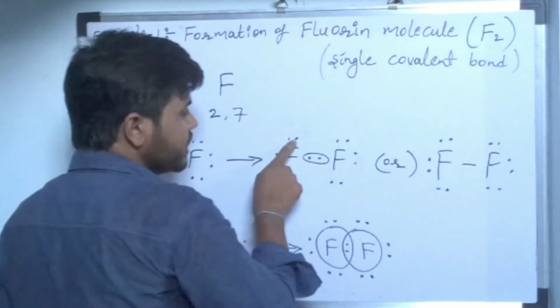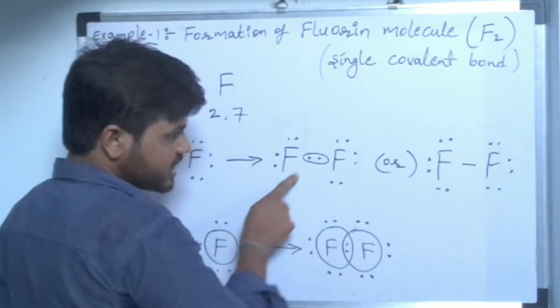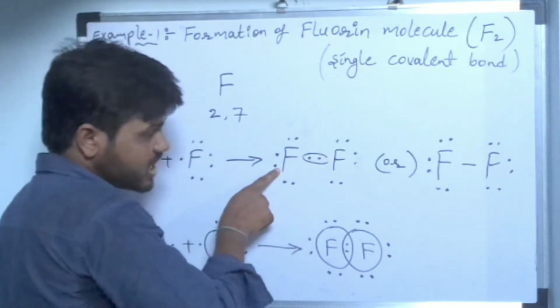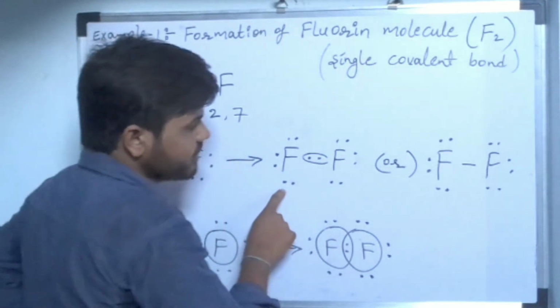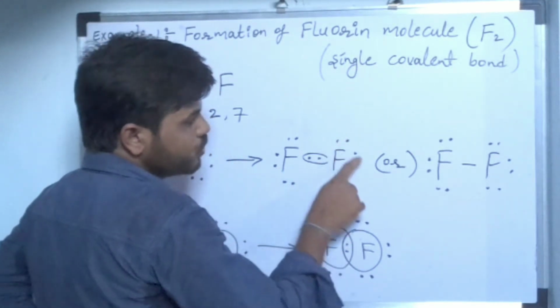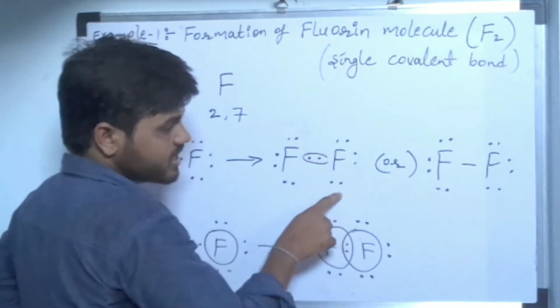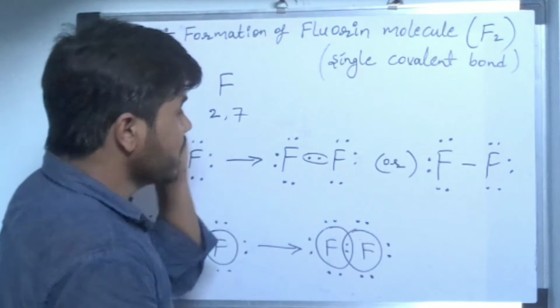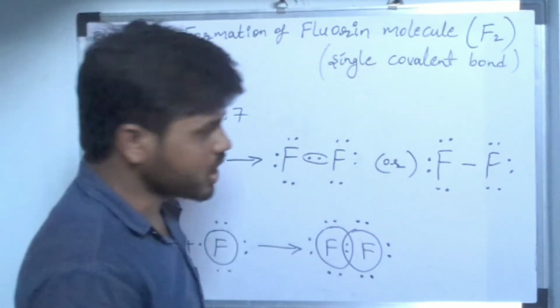See, octet configuration: 2, 2, 2, total 6 electrons, and this sharing pair, one pair of electrons, total 8 electrons. This atom of fluorine is getting octet configuration, and here also the same, 2, 2, 2, 2, total 8 electrons. Another atom of fluorine is also getting octet configuration, and it forms a fluorine molecule.